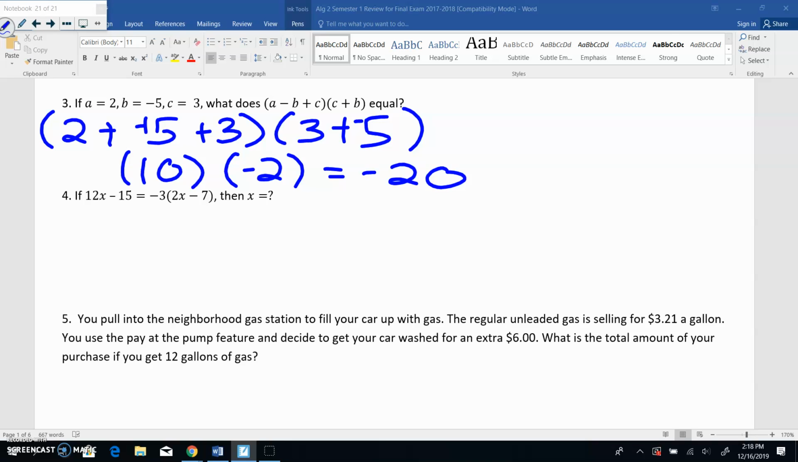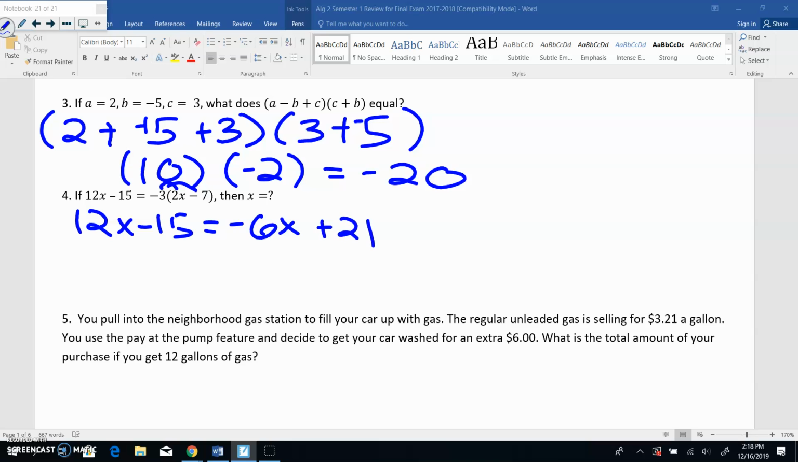Number 4. Okay, number 4 is an algebra 1 problem. Okay, we should be able to just figure this out. All right, go ahead. Distribute that negative 3. So this side does not change. Other side, negative 3 times 2x is negative 6x. Negative 3 times negative 7 is a positive 21.